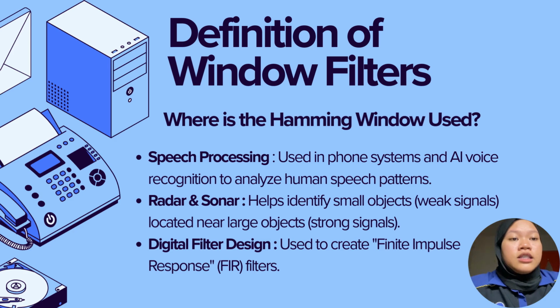Secondly, it is important for both radar and sonar. Since the Hamming window suppresses leakage so well, it helps engineers find small objects or weak signals which might sit right next to much larger objects or strong signals. For the third one, it is a basic tool in digital filter design, within the design of finite impulse response or FIR filters. In short, every time messy, real-world noise must be converted into clear digital data, the Hamming window is one of our most reliable tools.